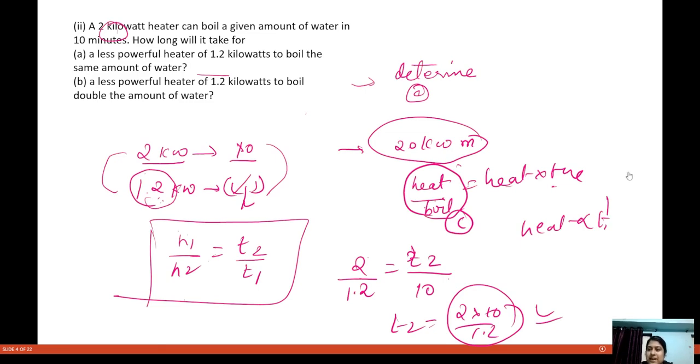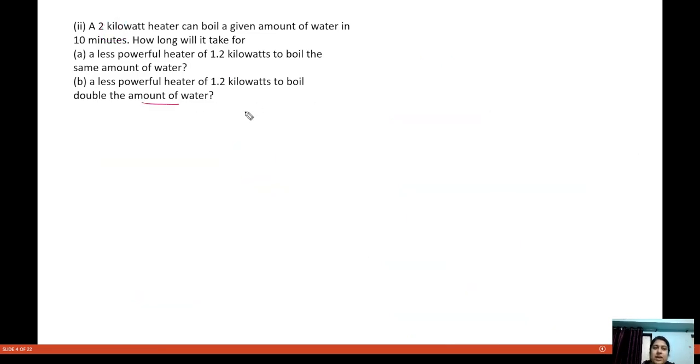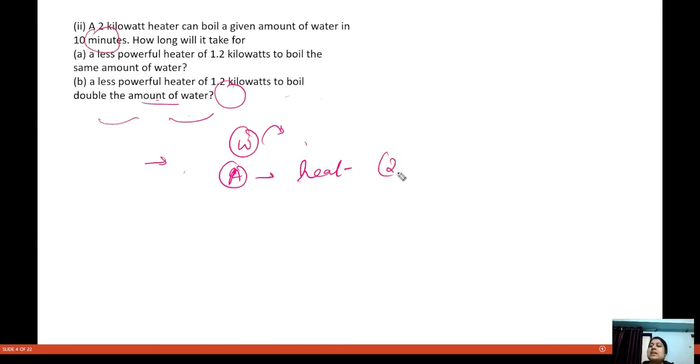I hope everybody understands this. And similarly in this question, now see what is there: a less powerful heater of 1.2 kilowatt to boil the double amount of water. Obviously, to boil the double amount of water, the water is increased. So when the amount of water is increased, then heat will also increase. So the amount of energy needed will become just double, 20 into 2, so you have 40 kilowatt minute.